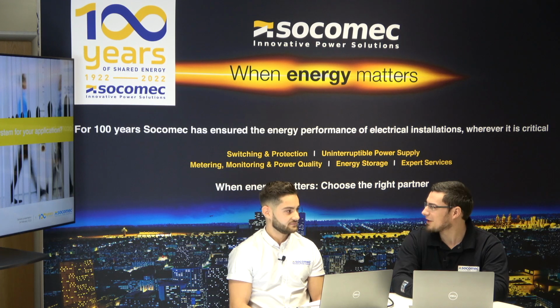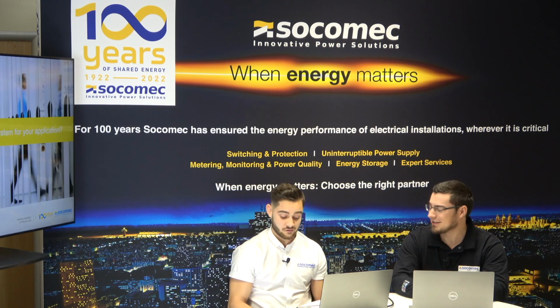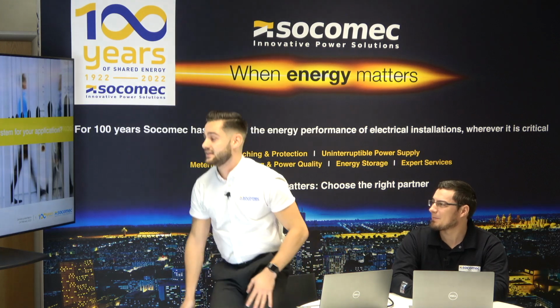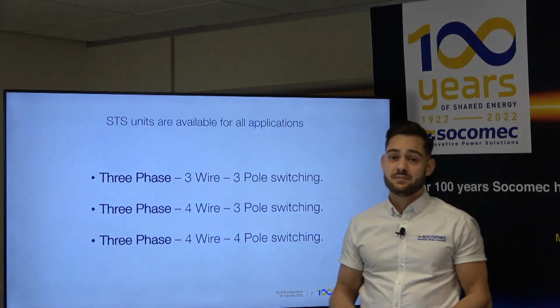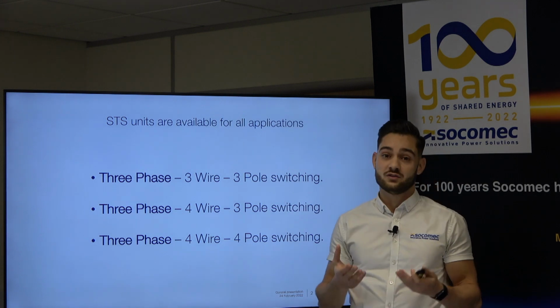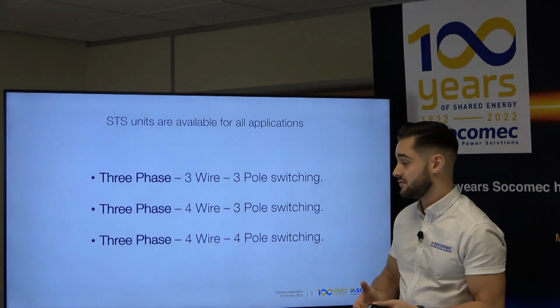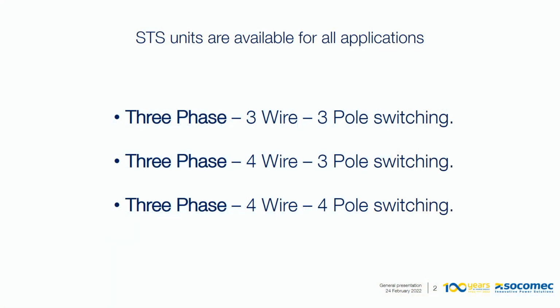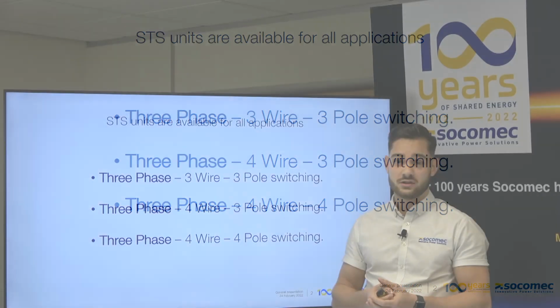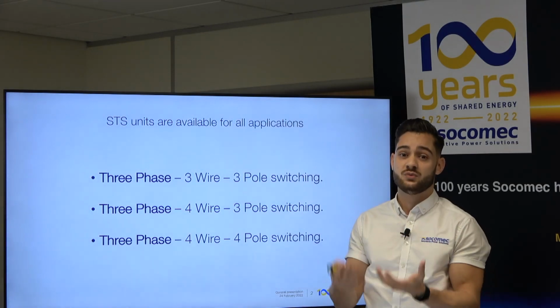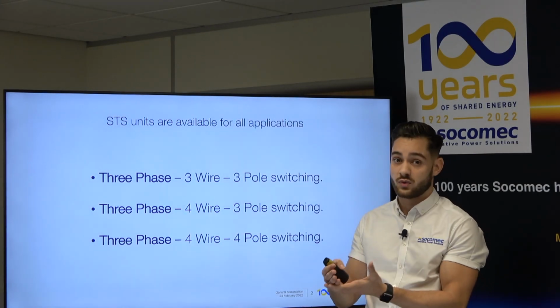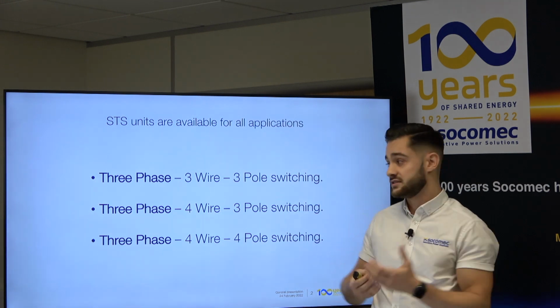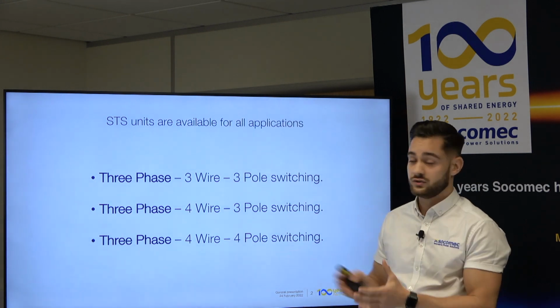How do we choose the right STS for our application? Thank you for this question, Terry. As you may all know, it can be tricky when you arrive at the point of choosing the right STS for your application. On the market, for three-phase products, you can find 3-wire, 3-pole switching, 4-wire, 3-pole switching, and 4-wire, 4-pole switching. It's very confusing for everyone, so it's really important to understand how it works, and when it comes to choosing the right one, either get in touch with us or try to understand it your own way, to make sure you don't make any mistake.